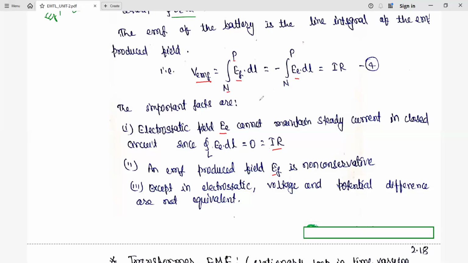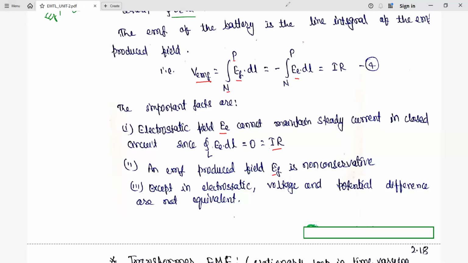So already we have seen about the conservative and non-conservative natures in case of boundary conditions also. So we have a separate lecture for the boundary condition. Except in electrostatics, voltage and potential difference are not equivalent. Only in case of electrostatics are we able to compare voltage and the potential difference, but in other places, it is not equivalent.